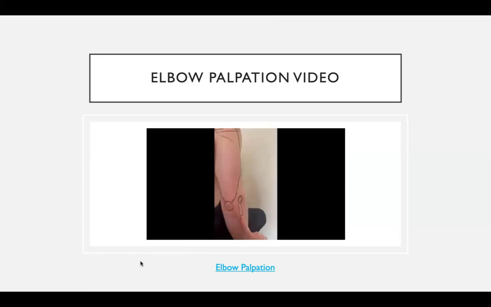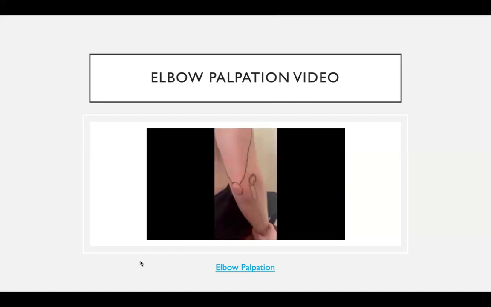We have the anconeus, which originates at the lateral epicondyle of the humerus, which is circled, and inserts on the olecranon process or the ulna surface. The bony landmarks of the lateral elbow are the lateral epicondyle and the radial head. The circle is the lateral epicondyle, and the line is where the radial head and epicondyle meet. The annular ligament wraps around the radial head.